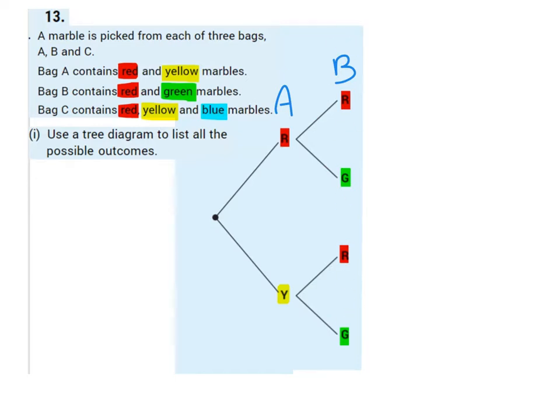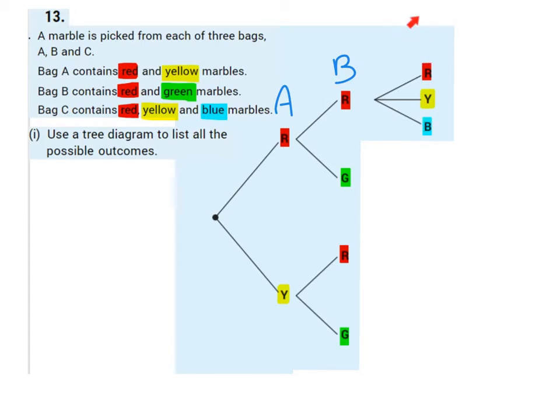And now we need to draw some more branches to show bag C. Now bag C contains red, yellow and blue marbles as well. So bag C actually has 3 different colours. So out of each of the branches we've drawn for bag B, we're now going to have to do 3 branches. Not 2, 3 branches, because we've got 3 possible outcomes for bag C. Okay, so we'll just start off with the very first branch. And from the very first branch of bag B, which is R for red, we have 3 branches. So this represents our possible outcomes for bag C.